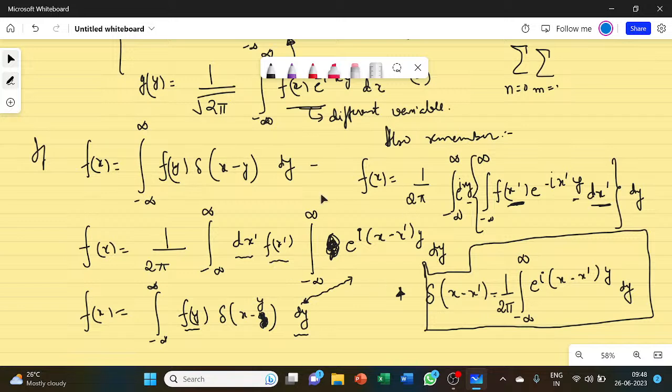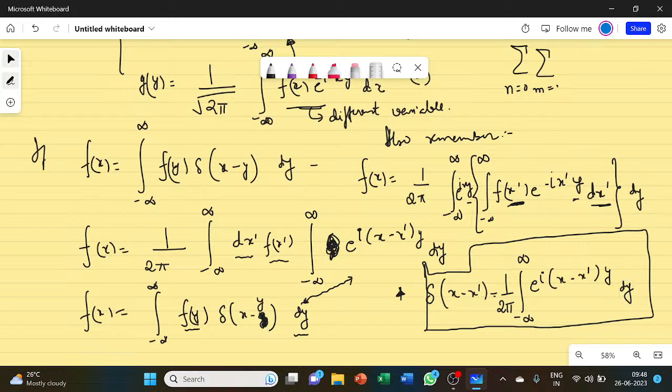Now, if you compare both of them, the term which is associated with this dy, I can write this particular term as the Dirac delta function. So basically, this is the Dirac delta function, that is Dirac of x minus y, or, since I have changed a variable, I will write Dirac of x minus x dash, which is equal to 1 upon 2 pi, minus infinity to plus infinity, e to the power iota (x minus x dash) y, dy. I hope it is clear. So you have to compare both of these equations.